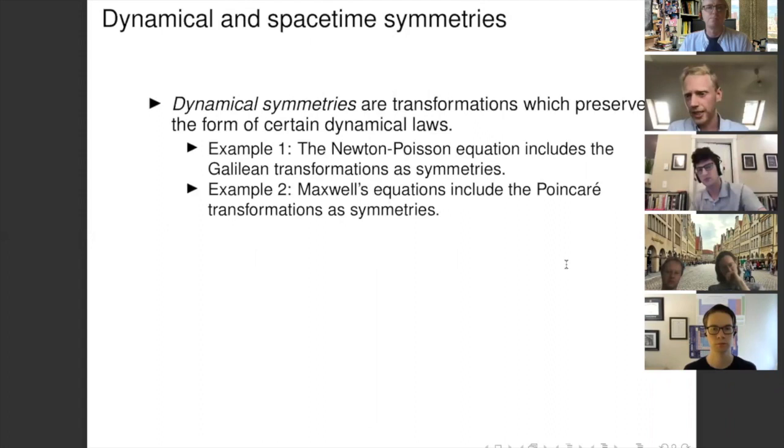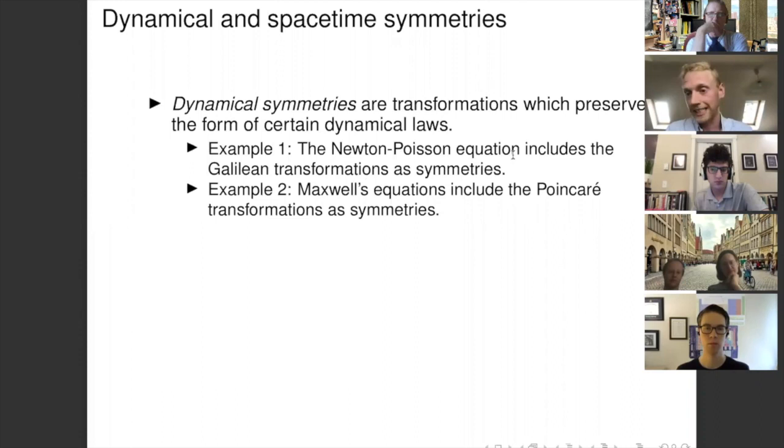So first, let's talk about dynamical symmetries and space-time symmetries. This might be familiar to a lot of you already, but I'll just go through it anyway. So first of all, dynamical symmetries. These are the transformations which preserve the form of certain dynamical laws. So take, for example, the Newton-Poisson equation of Newtonian gravity. If I write that in a coordinate system and I do a coordinate transformation, I'll find that the form of that equation is preserved if that transformation is a Galilean transformation. So I know that the Galilean transformations are the symmetries, or at least some of the symmetries of the Newton-Poisson equation. Similarly, take Maxwell's equations of electrodynamics. If I do a Poincaré transformation, then I'll find that the form of those equations is preserved. So those transformations are some of the symmetries of Maxwell's equations.